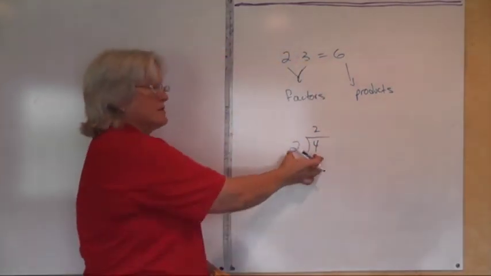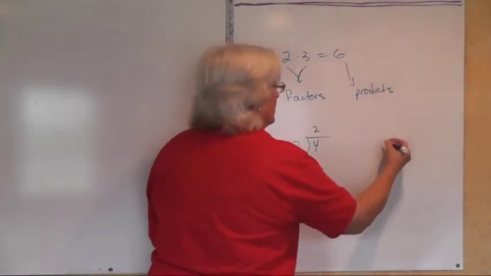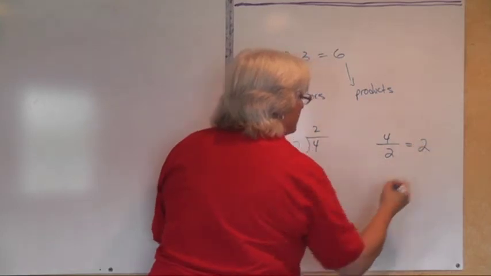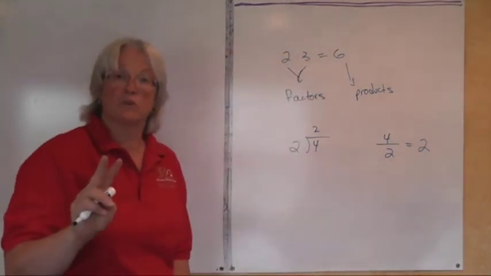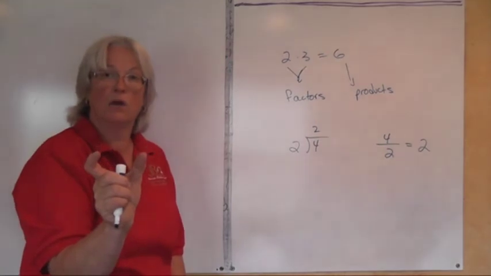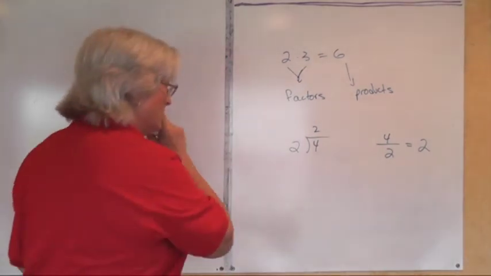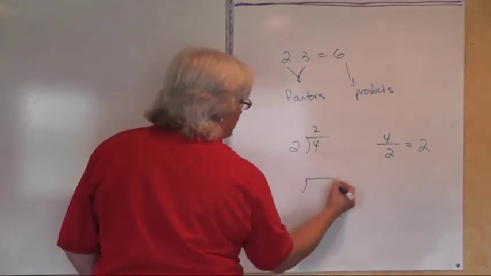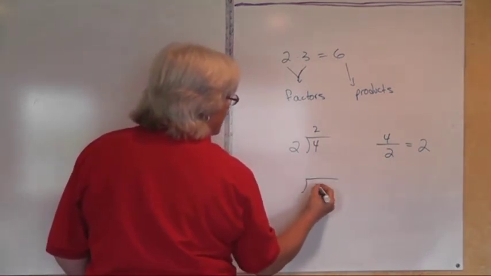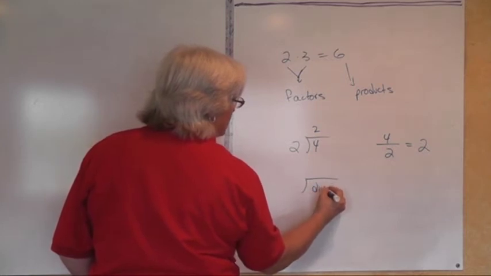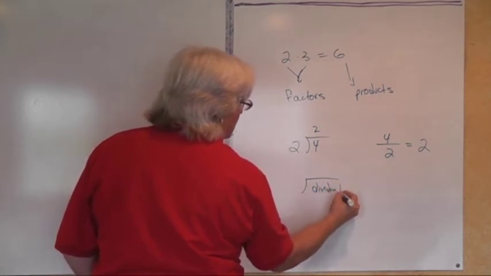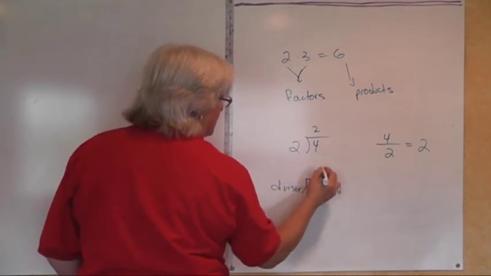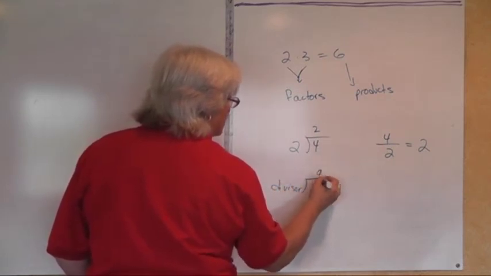Rather, you're going to write this division problem as a fraction. So it's going to be 4 over 2 is equal to 2. Two different ways to show the same problem, but what I'm keying in on here that you need to get is the vocabulary. The number that you have underneath the house, this is the dividend. This is the divisor. And this is the quotient.